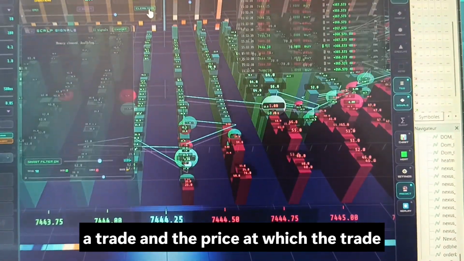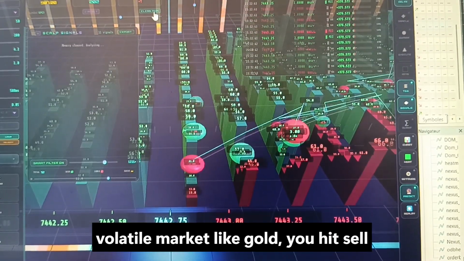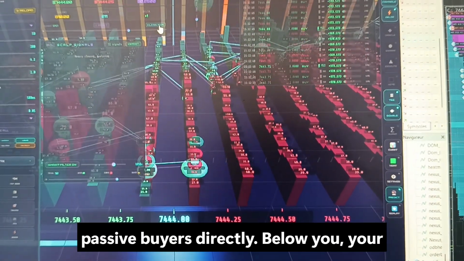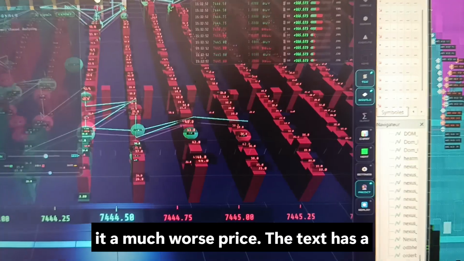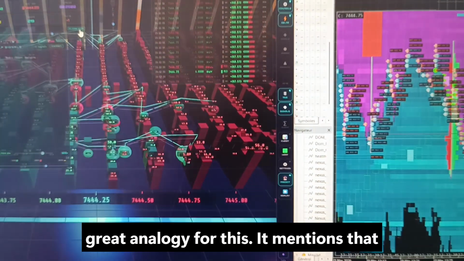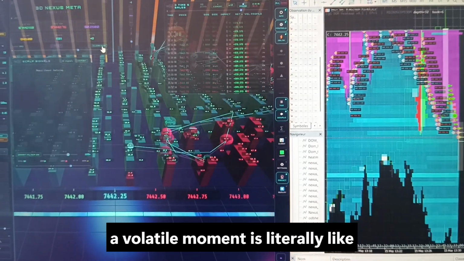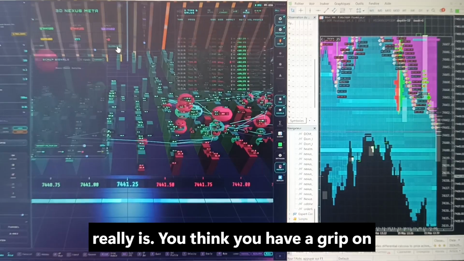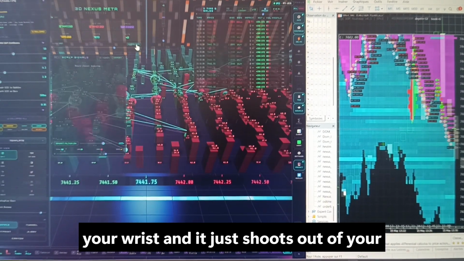is actually executed. In a thin, highly volatile market like gold, you hit sell at one price, but because there are no passive buyers directly below you, your order just slides down the book and fills at a much worse price. The text has a great analogy for this. It mentions that trading a deformed spread on gold during a volatile moment is literally like holding a bar of soap in the bathtub. It really is. You think you have a grip on your risk and it just shoots out of your hand.